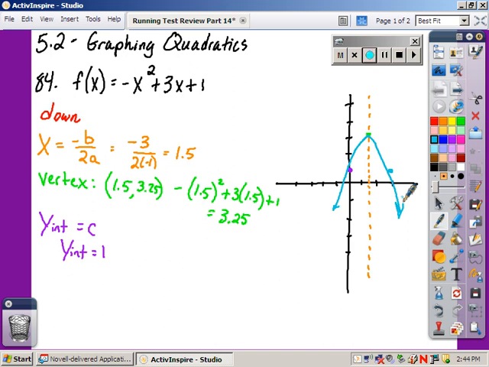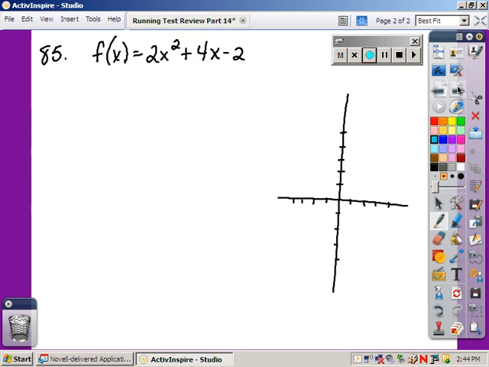Okay, so let's just go right on to the next one then. And we'll follow the same exact pattern. Hopefully this time you can tell this graph is going to be upward because A is positive this time. All right, let's do axis of symmetry. This time B is 4, so we're going to have -4, and A is 2. -4 over 4, that's -1.